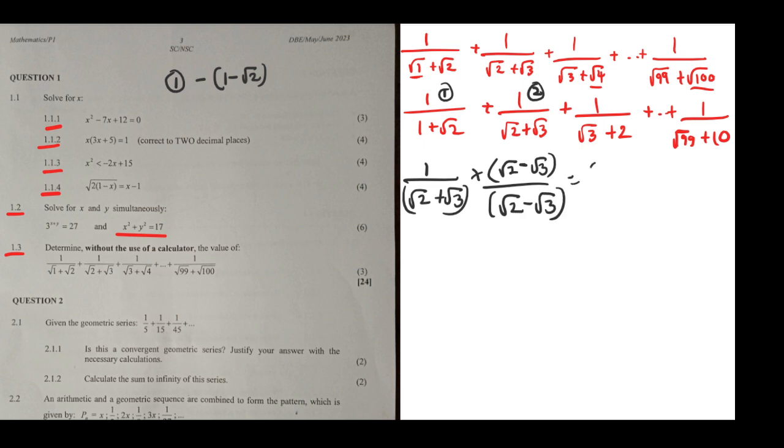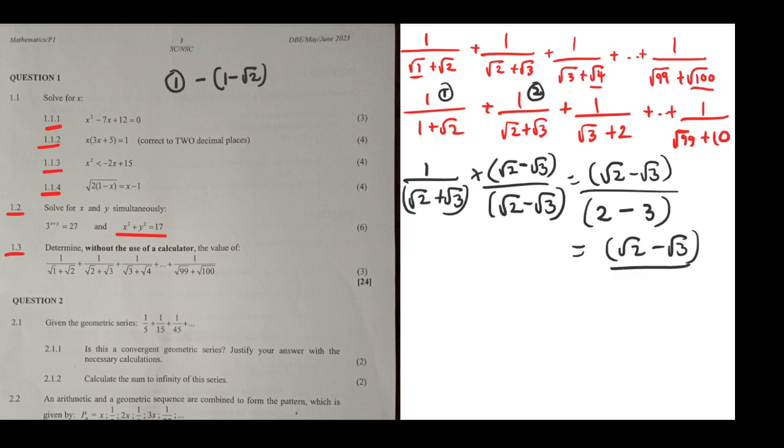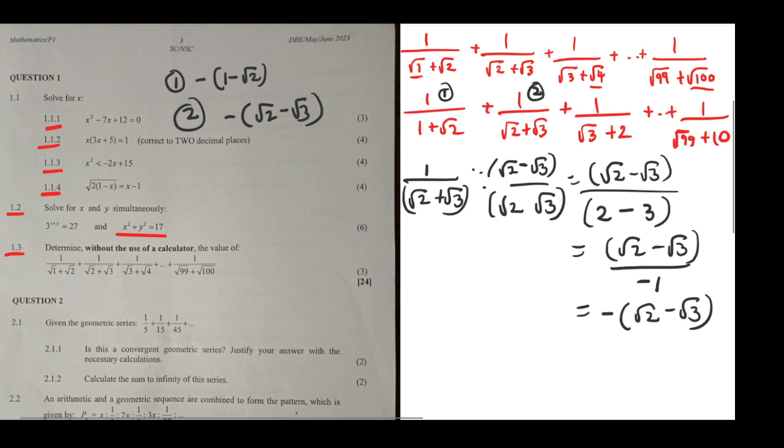Multiply the top, you remain with the same. Then at the bottom, it's going to be 2 minus 3, right, which is the same as having root of 2 minus root of 3 all over negative 1, right, which is same as having negative into root of 2 minus root of 3. So that's number 2. I got negative into root of 2 minus root of 3. Now let's do the third one.